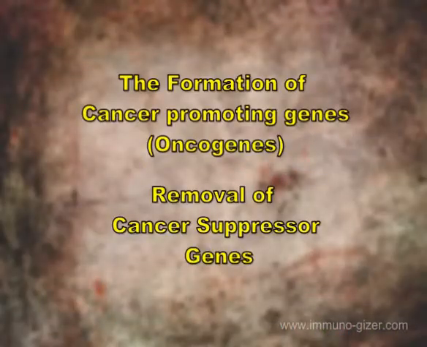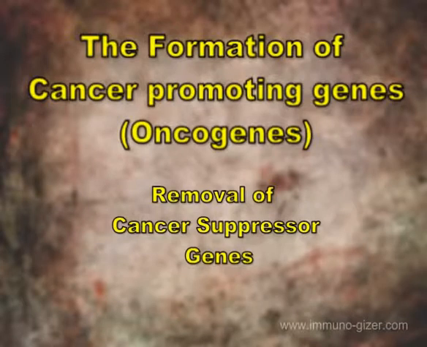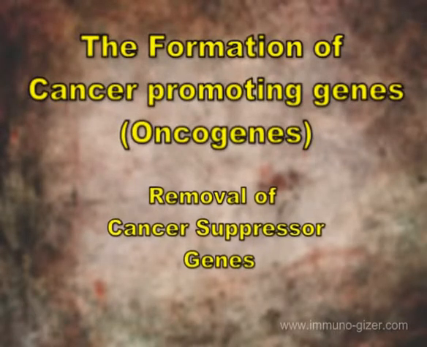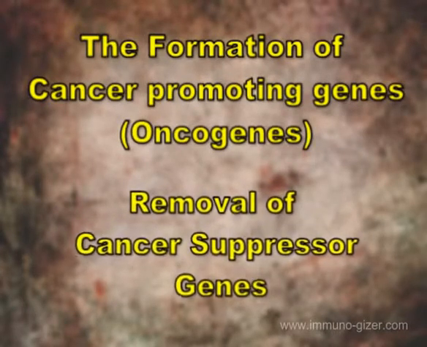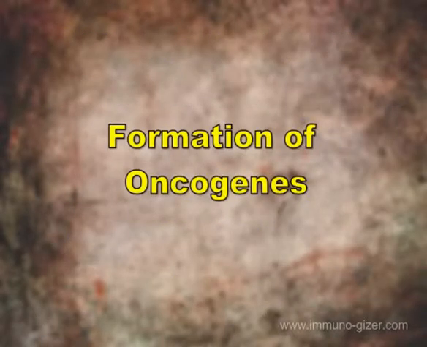This genetic transformation is usually characterized in two ways. These are the formation of cancer-promoting genes, called oncogenes, that stimulates the cells. The removal of cancer suppressor genes, or the gene that prevents cancer characteristics in these cells. The formation of oncogenes.